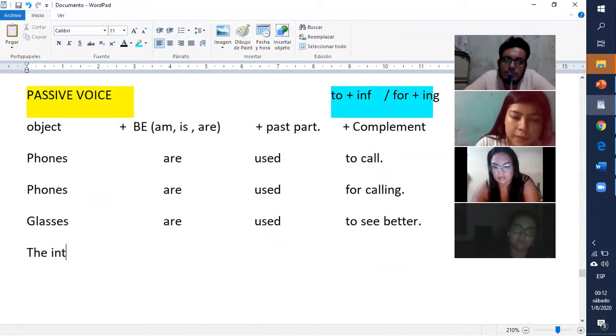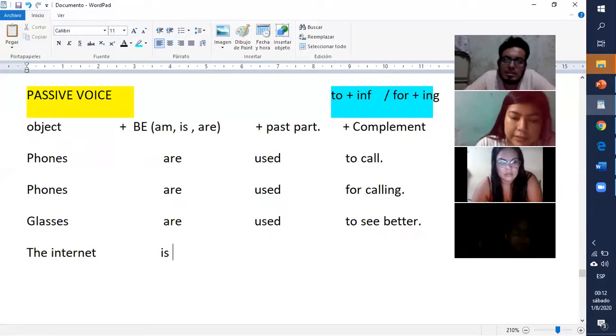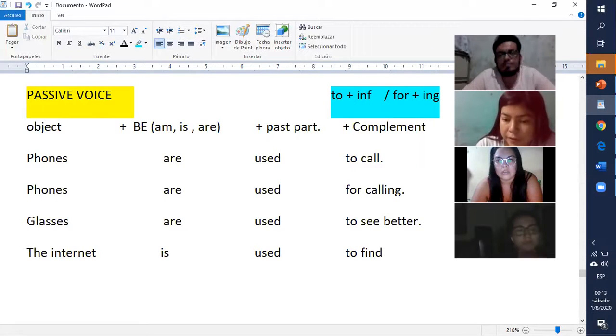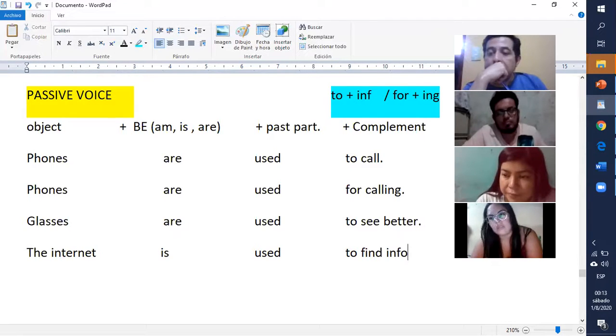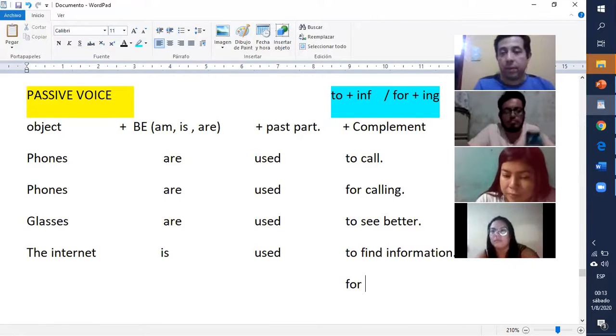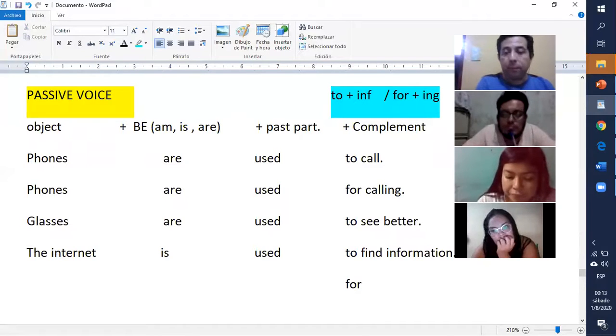Because that's something we're using a lot too. The internet is used to surf, to find, to search. I'm gonna take a lot of options for the internet, right? So the internet is used to find information. Some information. Very good. The internet is used for what else? Give me more ideas. We can write a lot of complements.